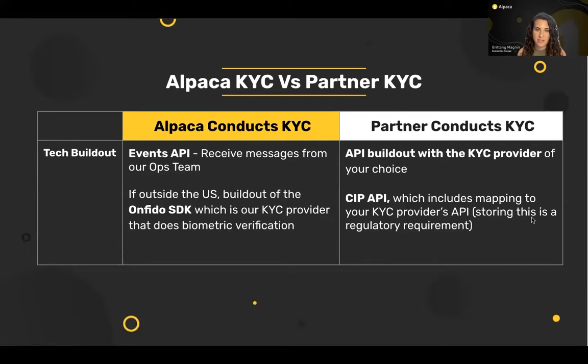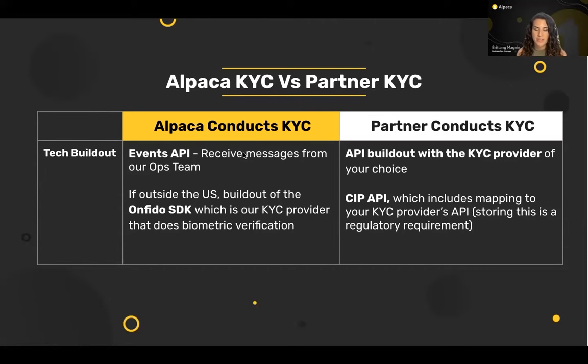If you are outside of the US, the build out is with our Onfido SDK. Onfido is a KYC provider that does documentary verification with biometrics as well. What that means is a picture of a photo ID as well as a selfie that gets taken by the user. Versus in the US, we use a non-documentary method, which is just us pinging databases with the data points that you entered. So in the case that we own KYC, it'll go through those account status changes that you can keep track of.